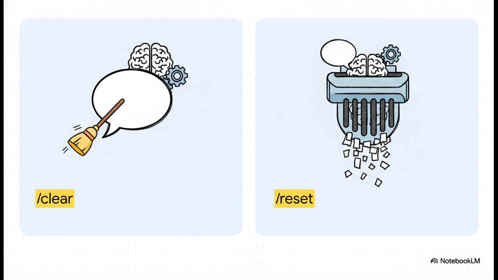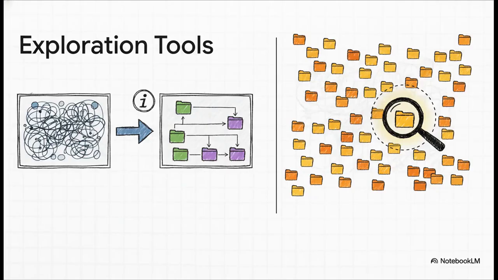But /reset, that's a full factory reset. It erases the conversation and makes Claude forget everything it's learned about your project. So use /clear whenever you want, but be really careful with /reset. And finally, don't forget these two. They're amazing for exploring. If you're thrown into a brand new confusing codebase, you can just point to a chunk of code and use /explain to get a breakdown in plain English. And if you're trying to find where a specific function is defined, /search is like your own personal code detective.